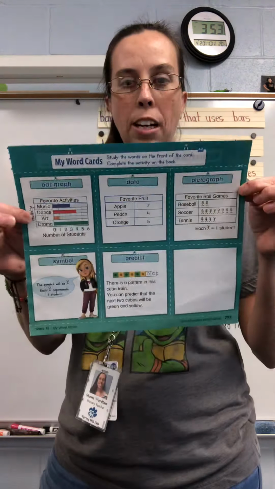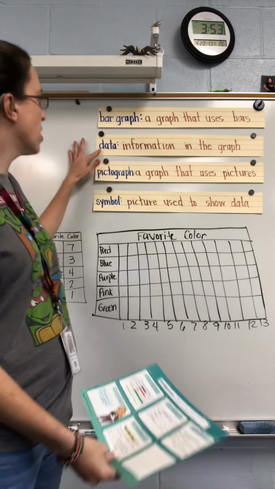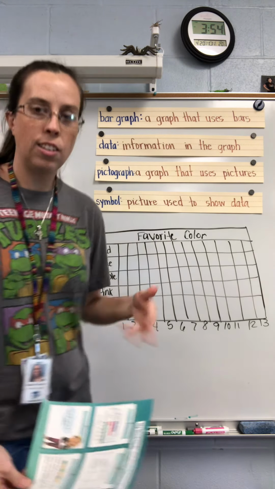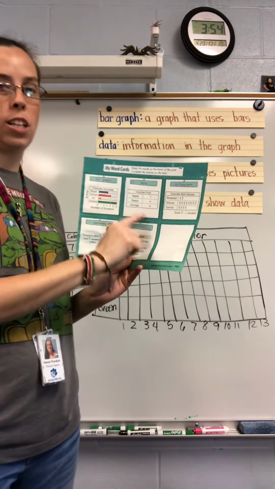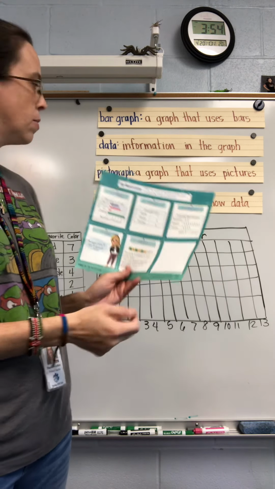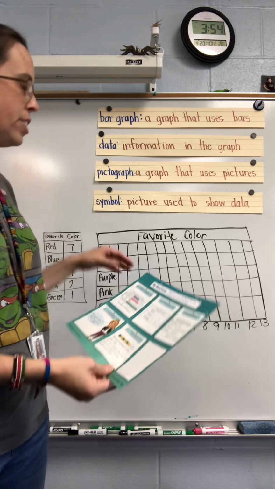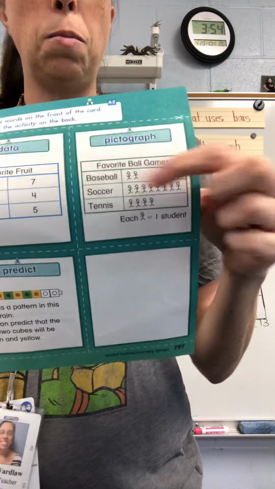One of them says a bar graph, and a bar graph is just simply a graph that uses bars in it. Easy. Okay, also data or data, you can say it either way, and that is just the information that is in the graph, or the information that you need to put into the graph. A pictograph is a graph that uses pictures. So in this one you can see it's got little human people.